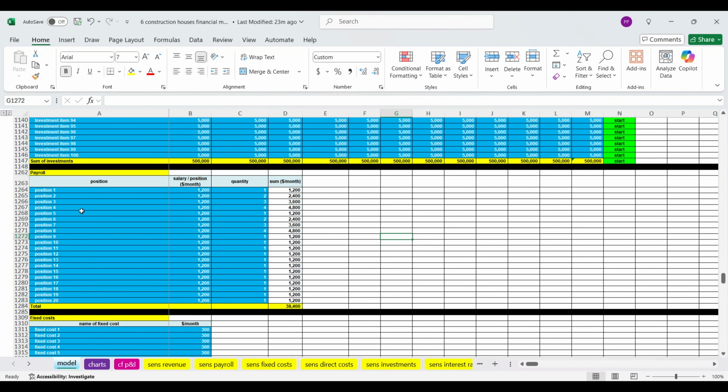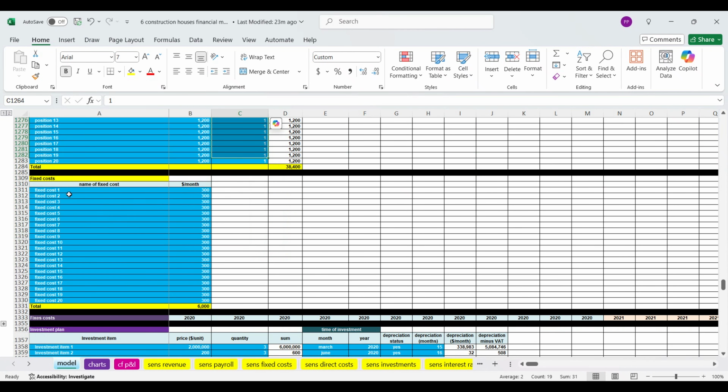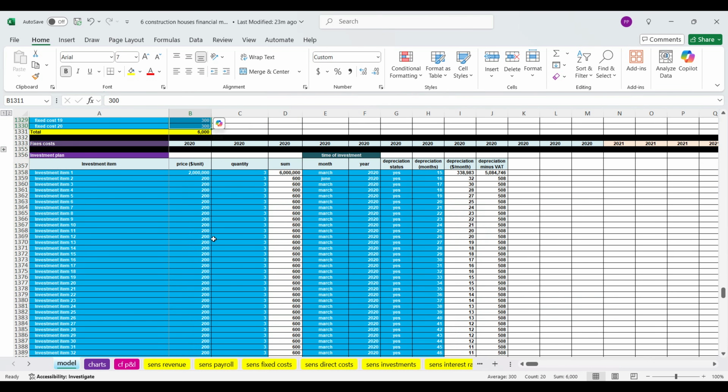The next block of inputs is devoted to the management company payroll. So here we specify the positions for the people that are working inside the management company, the payroll per month for each person, and the amount of people on this position. Then the same story we have for the fixed costs for the management company. Here is the list of the management company's fixed costs, and then we can specify the dollar per month values for the expenses.